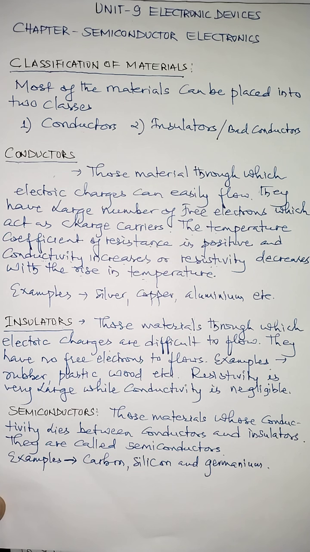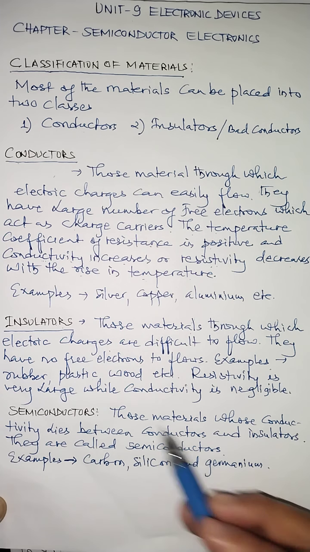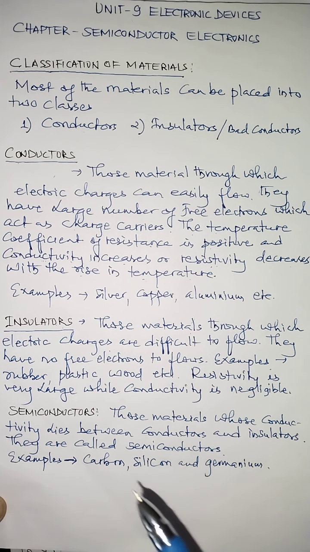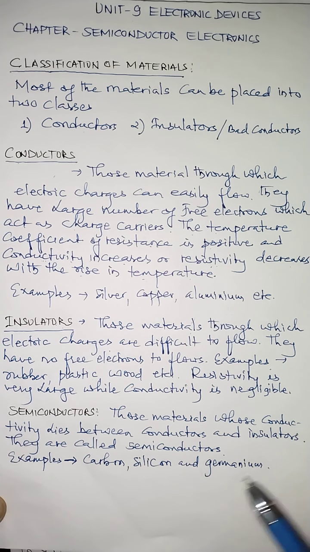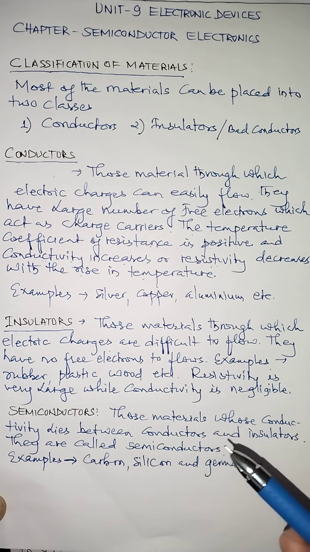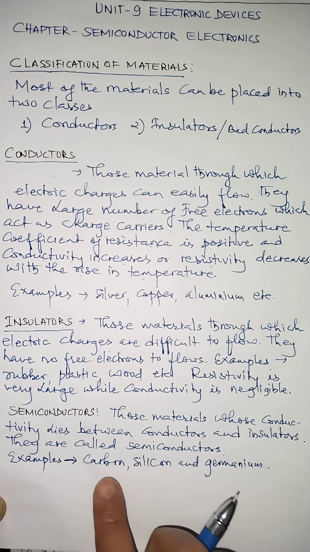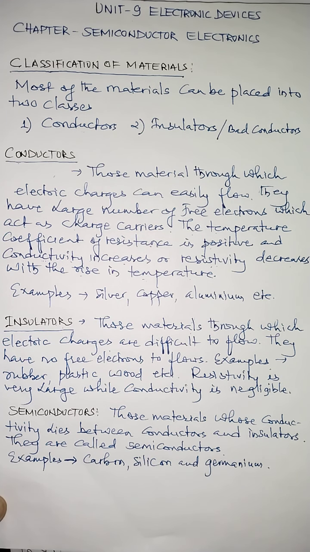The advance in technology is due to the number of semiconductor devices which have been developed by scientists, which make our work life very easy and which we use in our day-to-day life. But the commonly used semiconductors are carbon, silicon, germanium and so on.